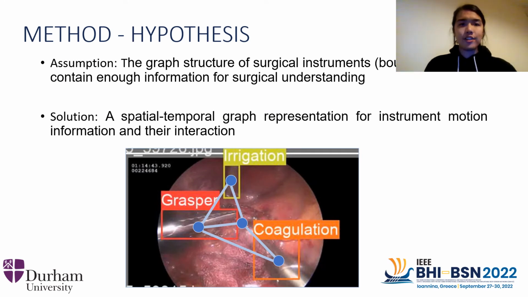So how do we use the geometry information in our work? We design a spatial-temporal graph representation for instrument motion information and their interaction. We let each instrument with its bounding box information be a node in a graph space, and link the different nodes to represent the interaction relationships between instruments in each frame. And we also link different nodes in different frames to represent the temporal relationships in the surgical videos. We assume the graph structure of surgical instruments can contain enough information for surgical understanding.